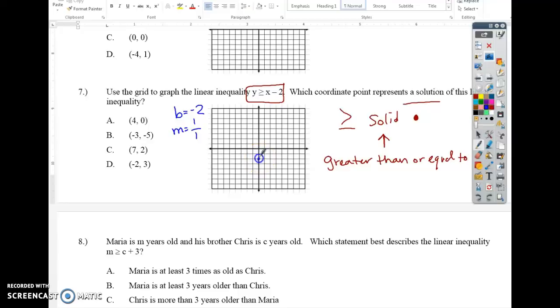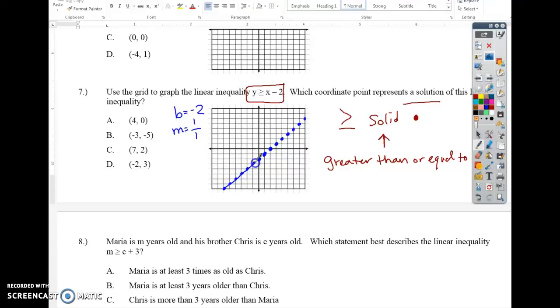So this is what we have. We have a pretty point here. The next pretty point was here. Look at my pattern. The next pretty point was here. So you just keep going up 1 over 1. This is the slope. Okay?